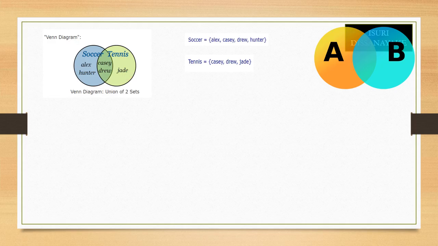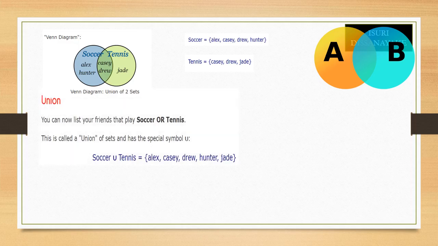And to the right of the circle I have put Jade, who plays tennis only. So this is the Venn diagram. When you talk about sets, you have to know what a union is. Union means those who play soccer or tennis. So in a union, you have to input all the information without repetition.